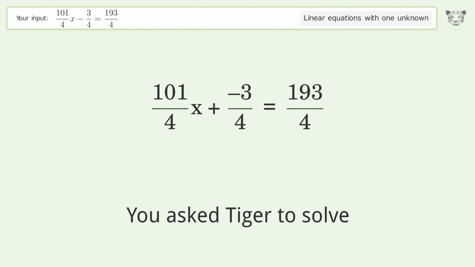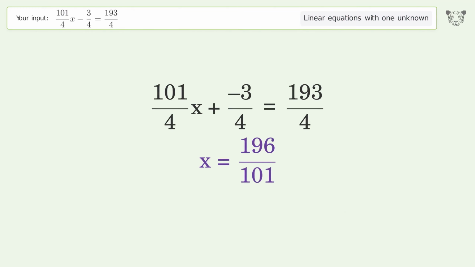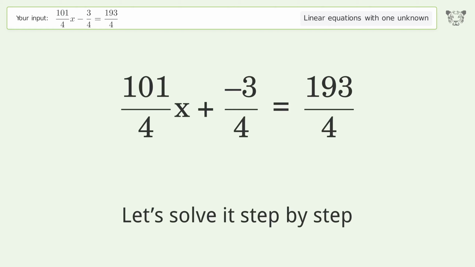You ask Tiger to solve. This deals with linear equations with one unknown. The final result is x equals 196 over 101. Let's solve it step by step.